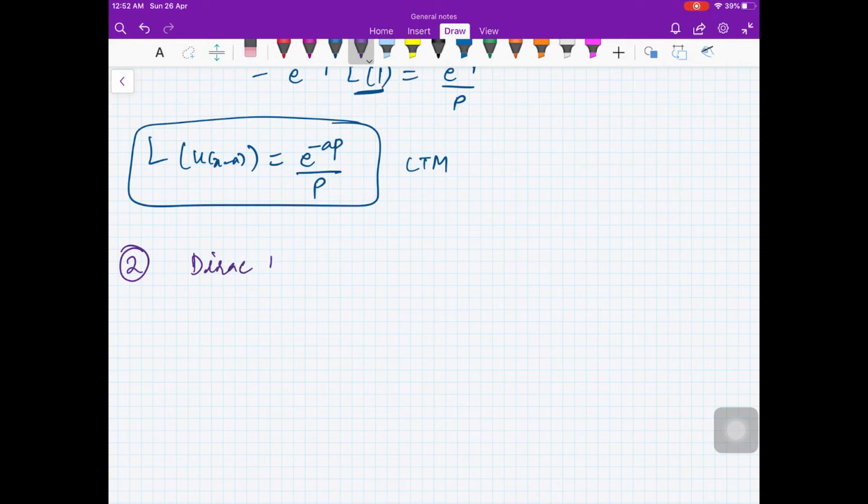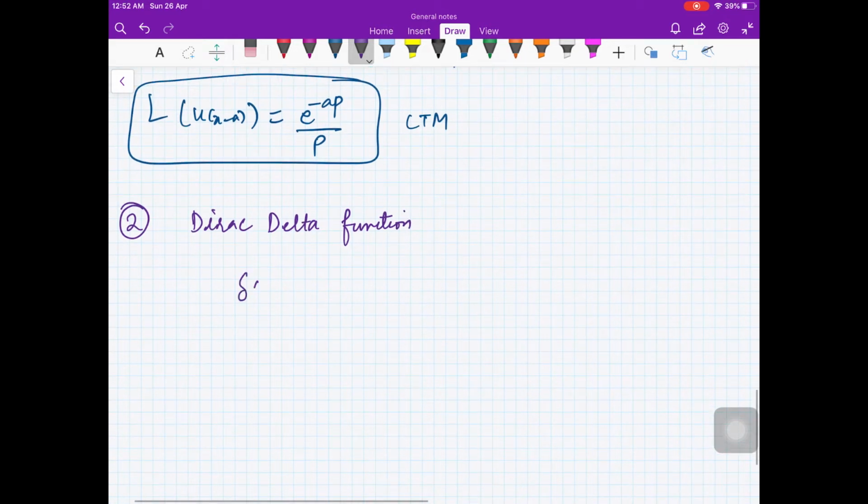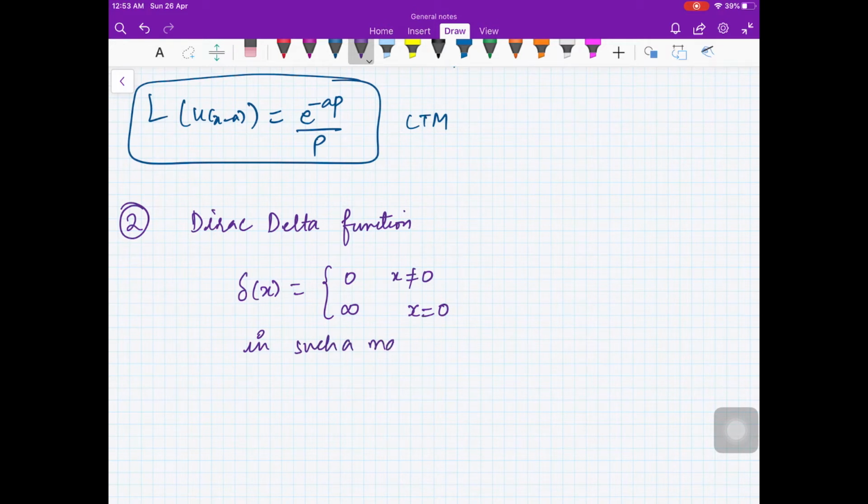Now the next result is something called the Dirac delta function. So I'll first tell you what this function is. This function, denoted by delta of x, is a function which is 0 for x not equal to 0. It is everywhere 0, and at x equal to 0 it is infinity, in such a manner that if you integrate delta x from minus infinity to infinity, you'll get a unit number.